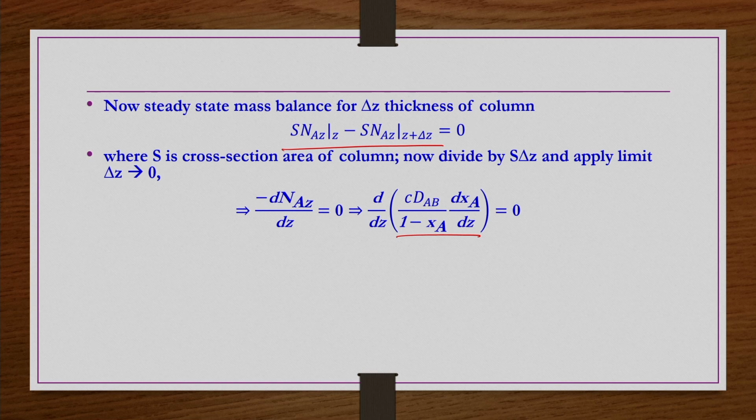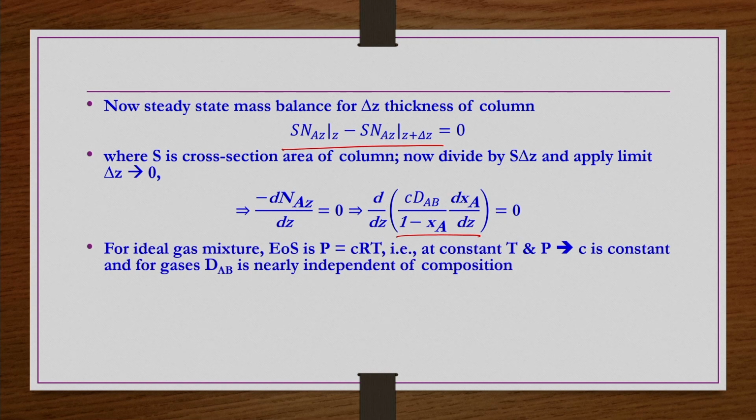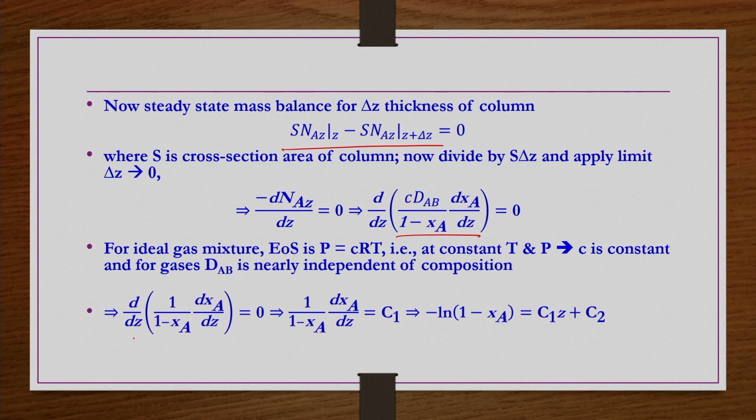Temperature and pressure are maintained constant, and it is mentioned that the system obeys the ideal gas mixture. So, what can we take? We can take the concentration C as constant, as well as DAB as a constant. Then we have d by dz of 1 by 1 minus XA dXA by dz is equal to 0. Integrating the first time, 1 by 1 minus XA dXA by dz is equal to C1. Integrating again, we get minus ln 1 minus XA is equal to C1 Z plus C2.